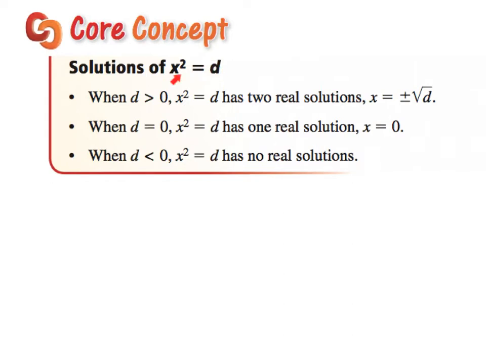If you're taking the square root of d, or x squared equals d, which means you're going to take the square root: the square root of a positive number, when d is bigger than 0, you're going to get two real solutions, positive and negative root d. When d is exactly 0, the square root of 0 is 0. Therefore, you only have one real solution, which is 0. And if d is less than 0, that means you're taking the square root of a negative number. The square root of a negative number does actually have answers, but they're not real solutions. So you're going to say no real solution.